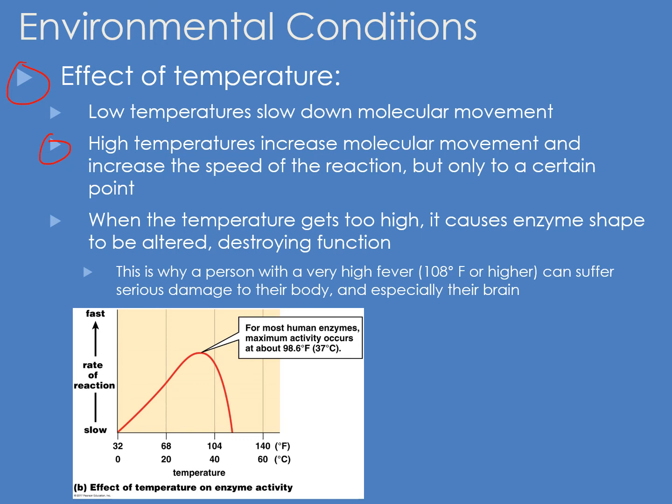Take a look down here at the graph. Temperature is on the x-axis, and as temperature increases, the rate of reaction also increases up to a point. This is called the optimum temperature for an enzyme. That's where it is working as fast as it can. But if you increase the temperature beyond this point, and note for humans, the optimum temperature is about body temperature, 98.6 degrees Fahrenheit. If we increase it too high, when it gets too high, it causes the enzyme's shape to be altered, destroying its function.